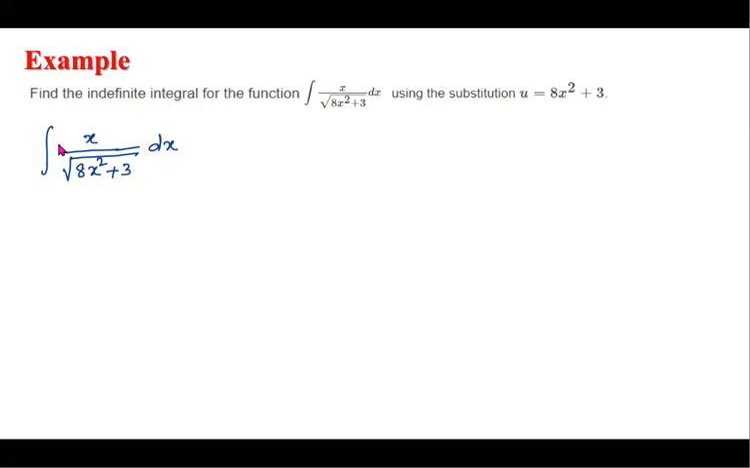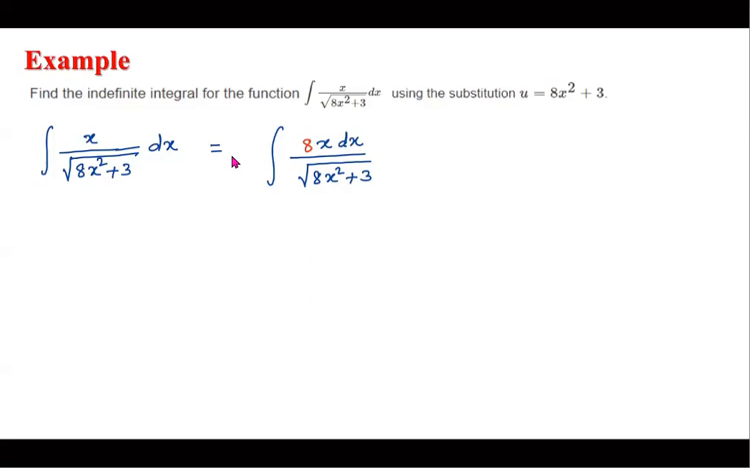Okay, that's an x. So the derivative will be 16x, but I just have an x there. So what we do is we can rewrite it like this. Integration, in the denominator we have 8x squared plus 3. Now in the numerator, we can write that as 8 times x, and there is also a dx. 8 times x dx. So we multiply by 8.